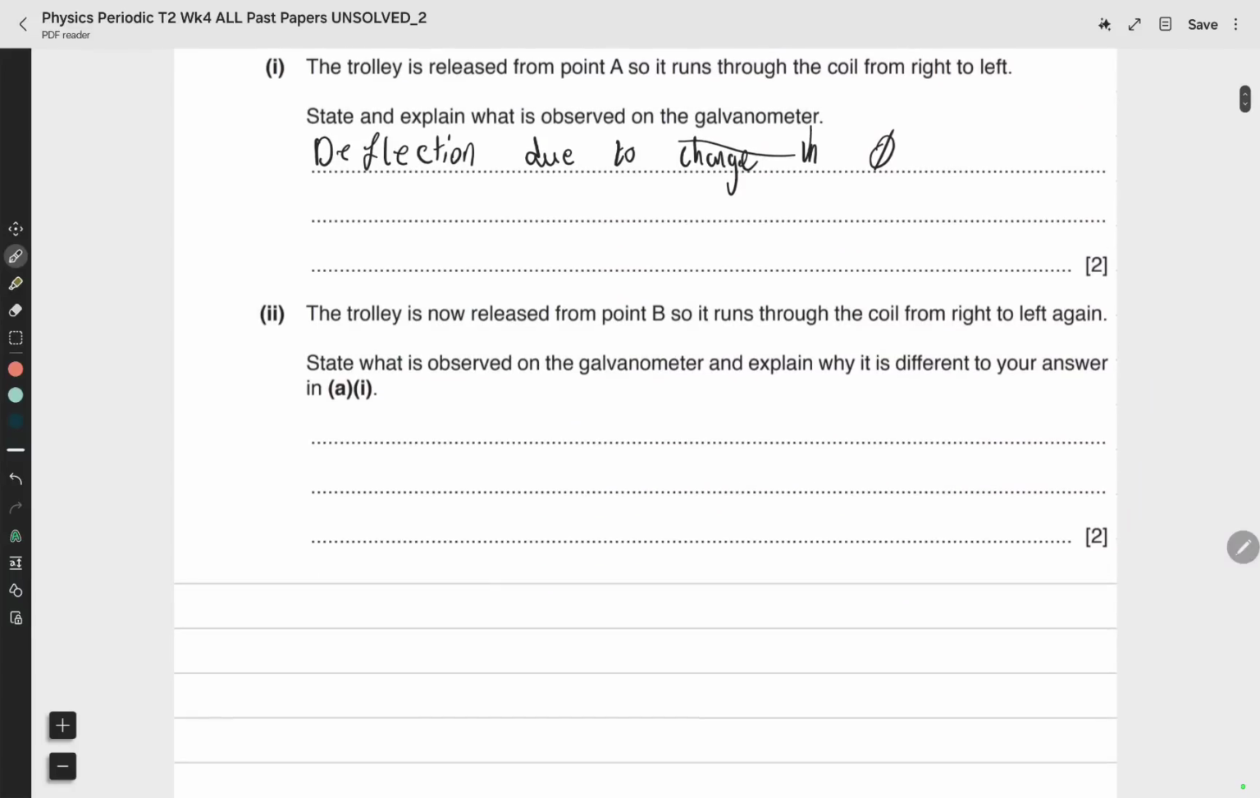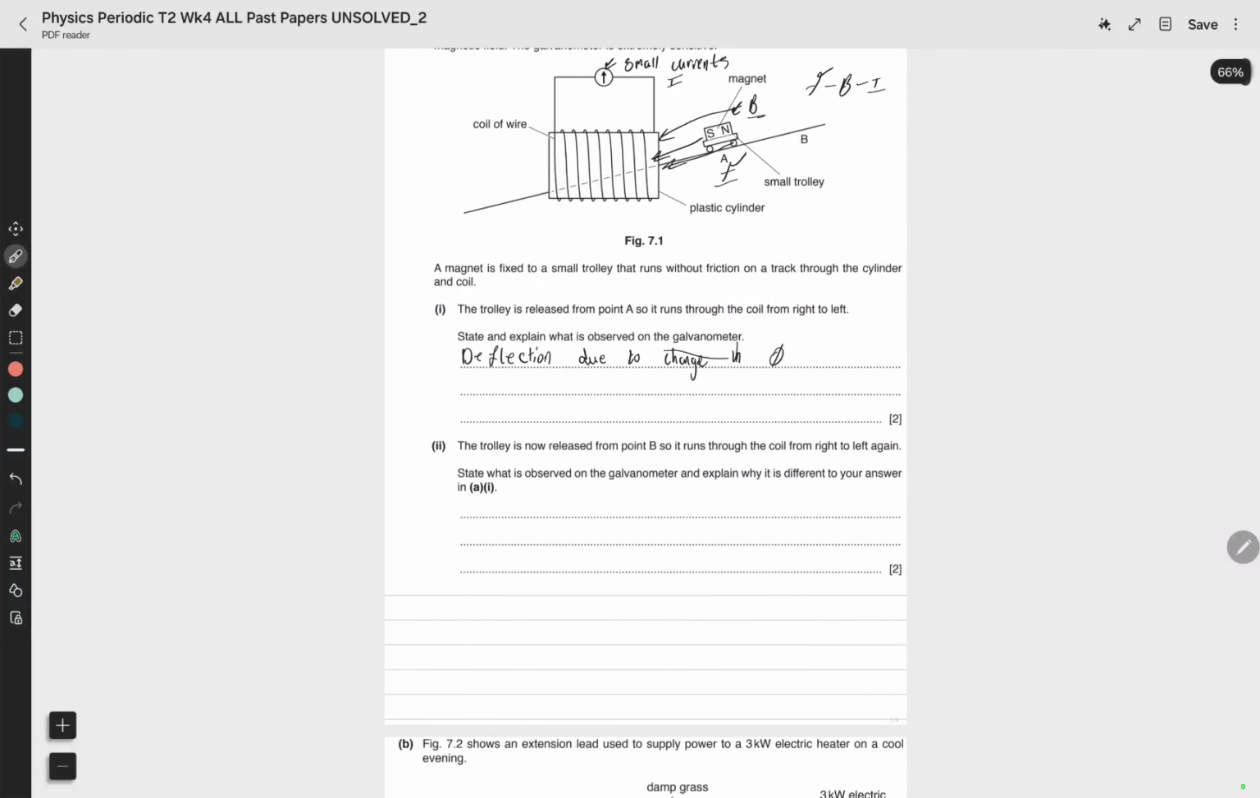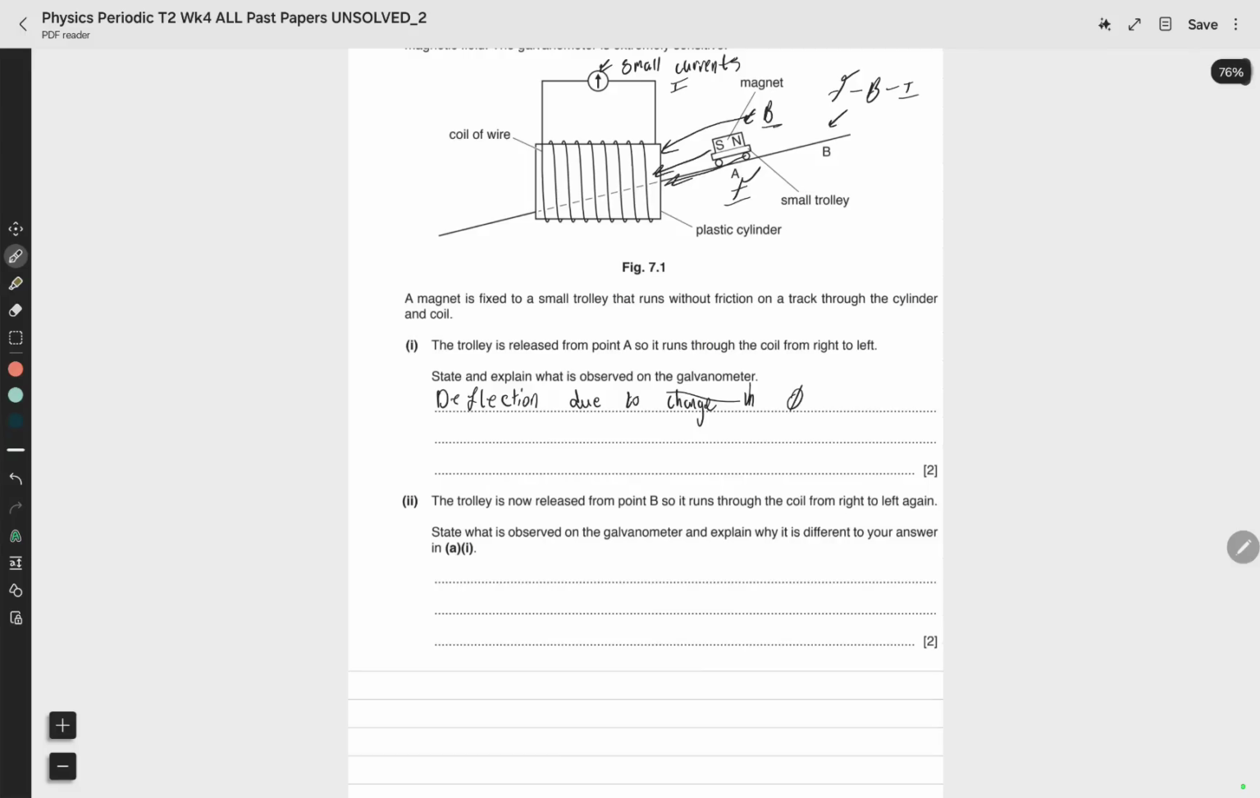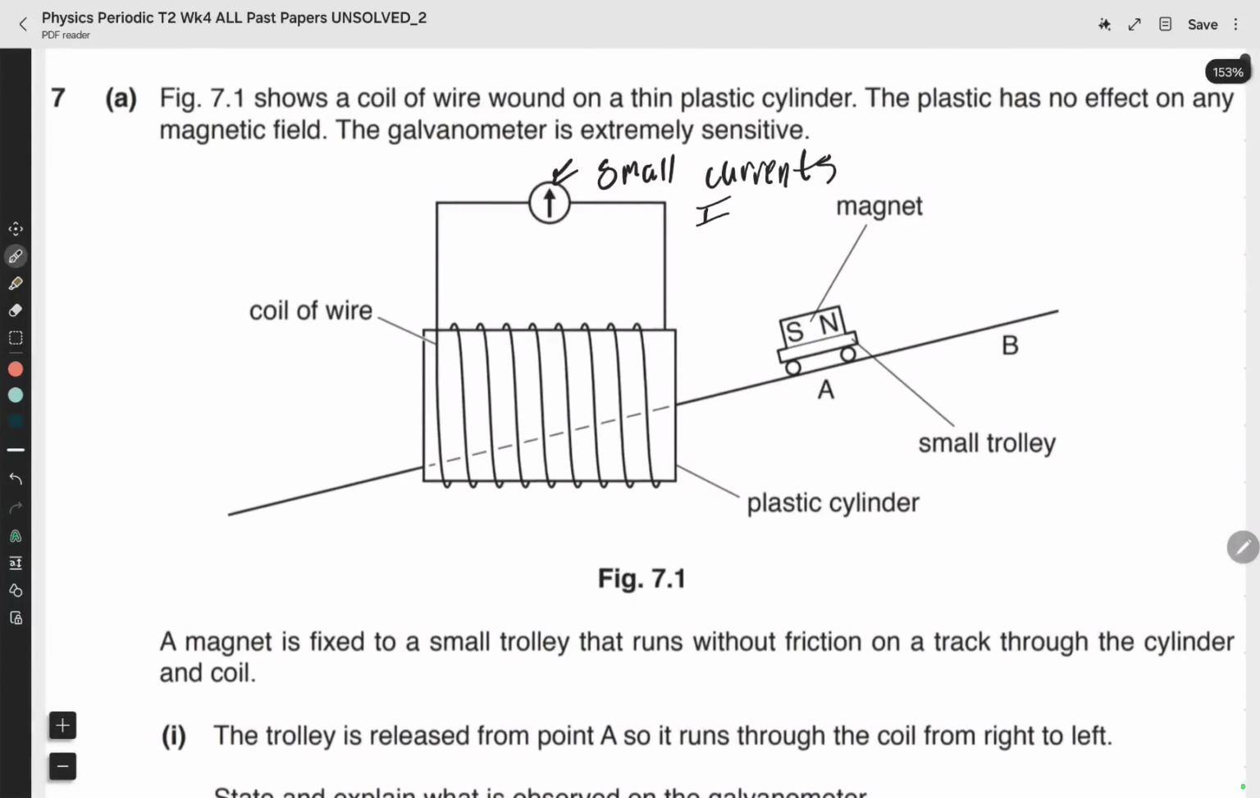Okay. The trolley is now released from point B. Where's point B? Over here. So it runs through the coil from right to left again. State what is observed on the galvanometer and explain why it is different to your answer in part A. Obviously, let's erase this just so you can see a bit better. They took the trolley now and put it over here. So you have your trolley now over here, at a greater distance, and they released it, it went down, right? So here's the thing, what's going to happen now?